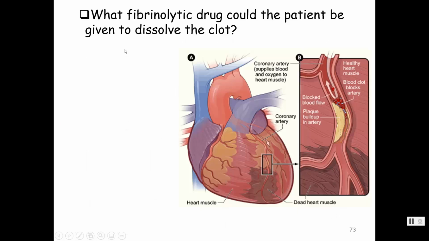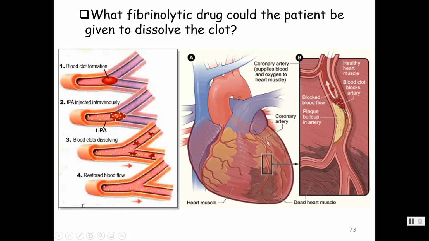I gave you the answer. So what fibrinolytic drug could the patient be given to dissolve the clots? Oh, I hate it when I give you stuff like that. My bad. So TPA, tissue plasminogen activator. Remember, that is a fibrinolytic. It can dissolve a clot, and the idea is to hopefully restore blood flow, and then they can do a bypass or put in a stent.